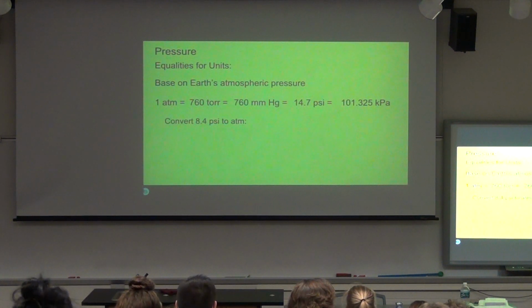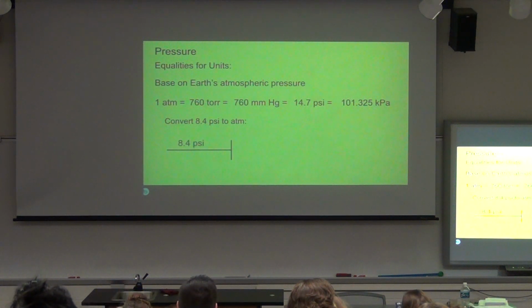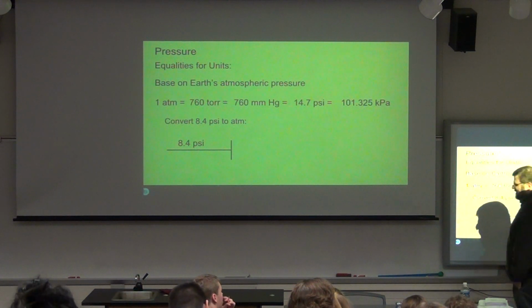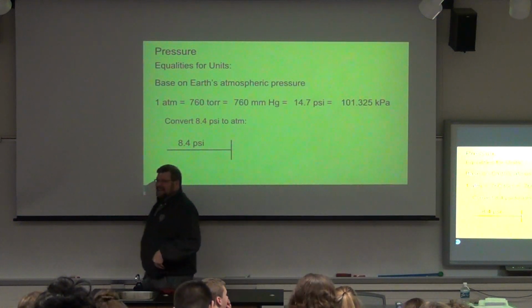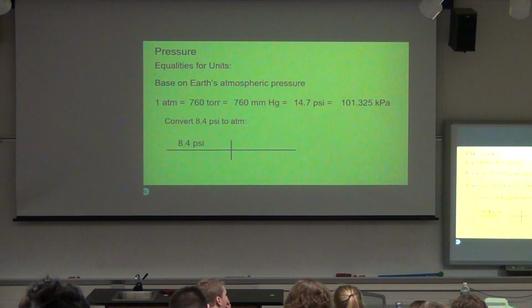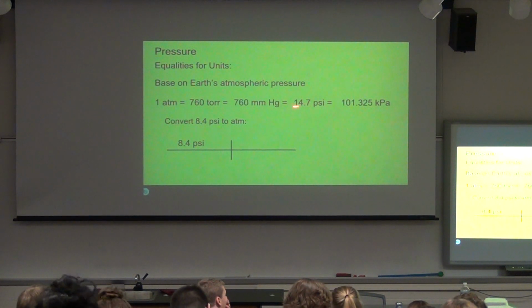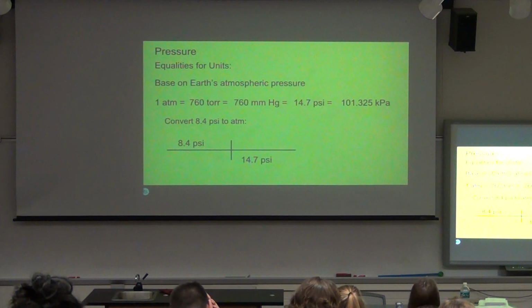Just like any conversion, you take your given amount, which is 8.4 psi. We start off our T-chart with that. Then in our other part of our T-chart, we need to cancel out units. So I'm going to take my equality units up here, 14.7. So my psi cancels out. Put that on the bottom.